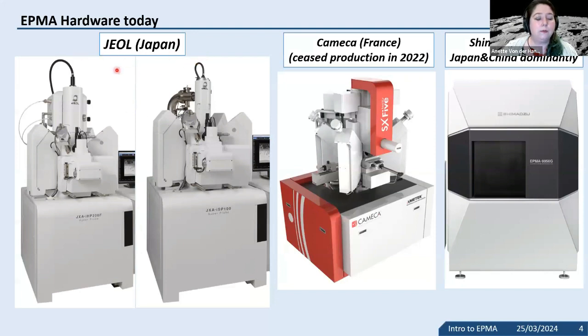So you can find JEOL microprobes in many laboratories. Cameca, France, was the first one that had a commercial product, and unfortunately ceased production of the regular electron microprobe in 2022. They are only focusing on their shielded electron microprobe for nuclear applications nowadays. And then in addition, we have Shimadzu, but they are not very common in Europe and North America, but you can find them in Japan and China predominantly.